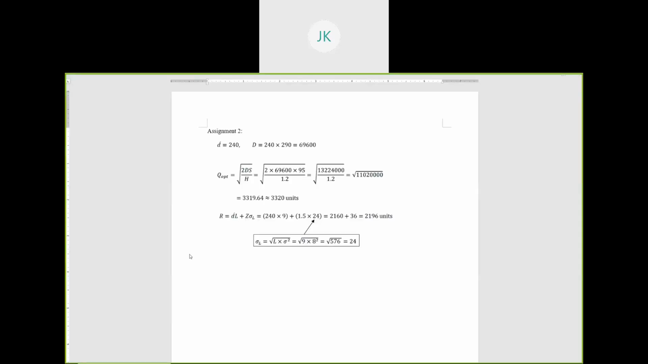So plug in 1.5 here, and by calculation, 2,160, this one, plus 1.5 times 24 equals 36. So the reorder point is 2,196 units.